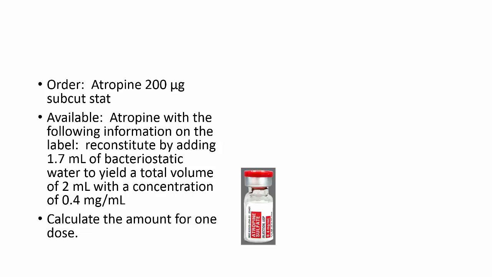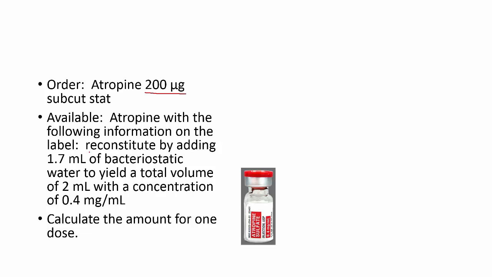When I look at the problem, there's a couple key numbers that I want to focus on. I want to focus on what is the actual order, and so I have the order right here. And then I want to focus on what is available. When I read the entire paragraph about what's available, I see that it needs to be reconstituted. So let's take a moment and talk through this concept of reconstitution.